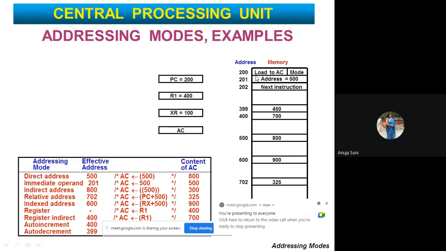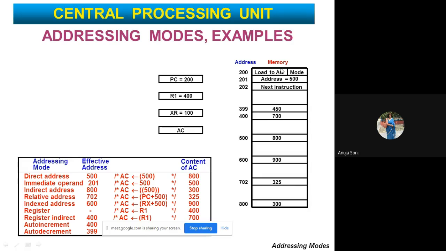Which instruction was given to you? Load to AC. What is the functionality of load to AC? Whichever is the value of the operand, found somewhere either in memory or in a register, that ultimately will be loaded to AC. So you have to go by the definition of all these addressing modes in order to find out the effective address and the content of AC. As per the definition of register direct address, whichever value is found in the register, that itself will become the value of the operand, and that will be loaded into AC.